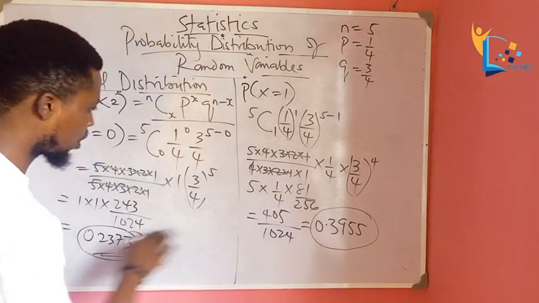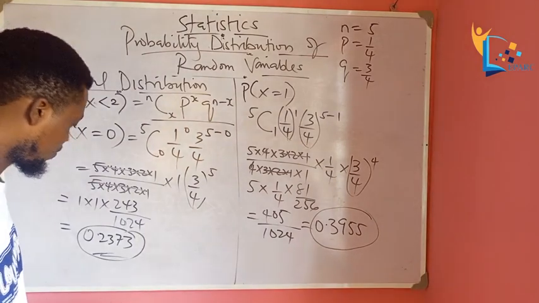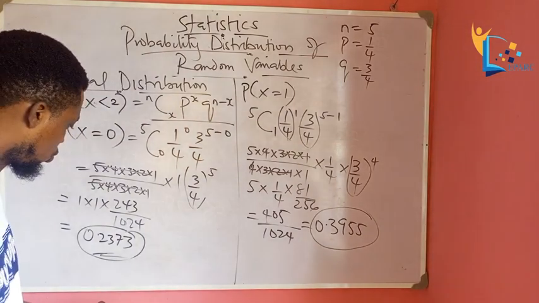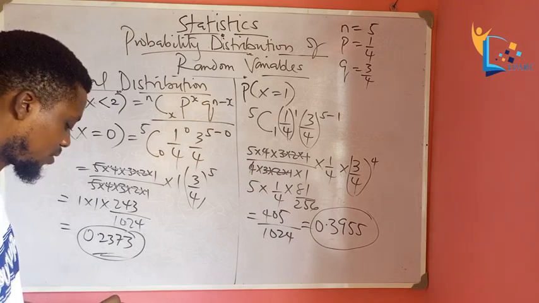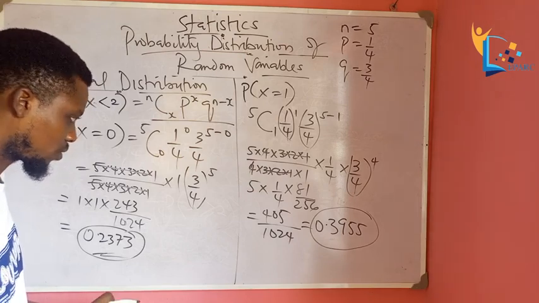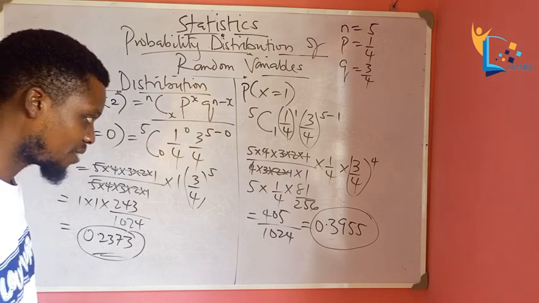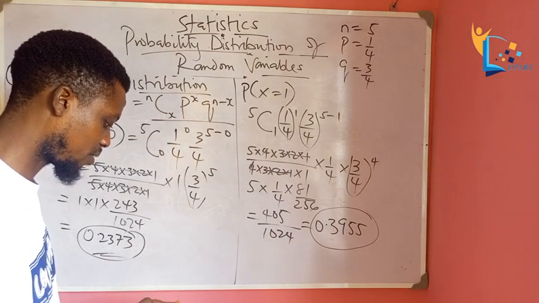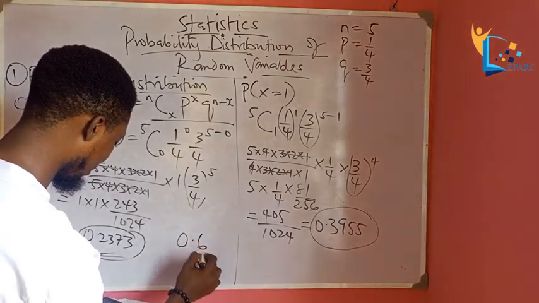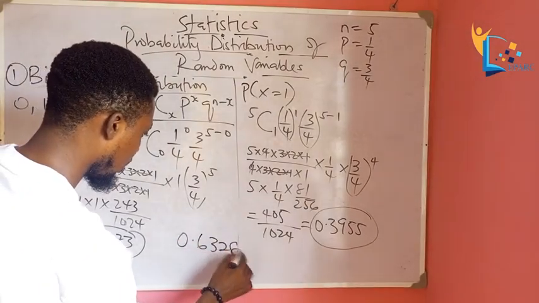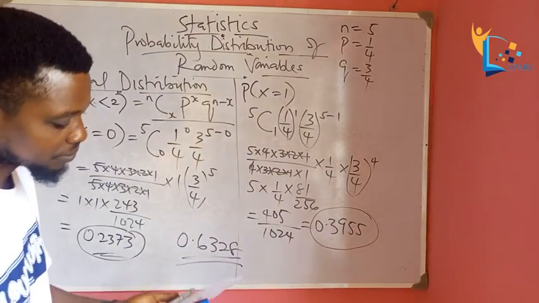Now, to finish up our question, we'll now do this answer here plus this one. Do you get it? This one plus this one. So we'll have 0.2373 plus 0.3955, which is equal to 0.6328. This is our answer.